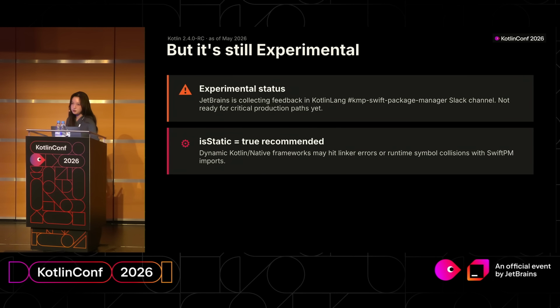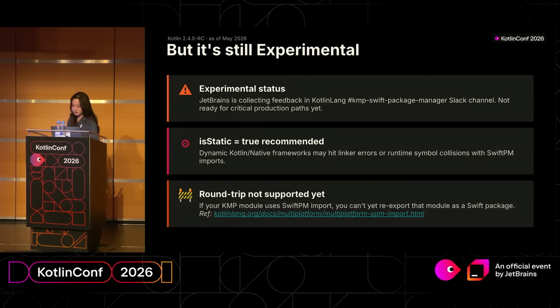Second, static should be true. Dynamic Kotlin native frameworks can hit linker errors on runtime symbol collisions when combined into the SwiftPM imported native libraries. This is separate from the singleton issue we saw in case study 2. That one was about having multiple frameworks. This one is about how a single framework links against SwiftPM's native code. The recommendation is the same, go static, but for a different reason.